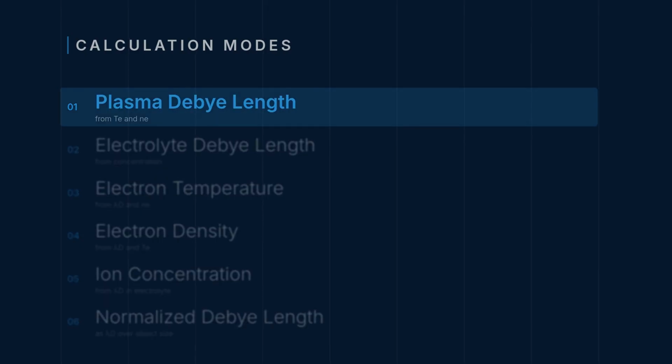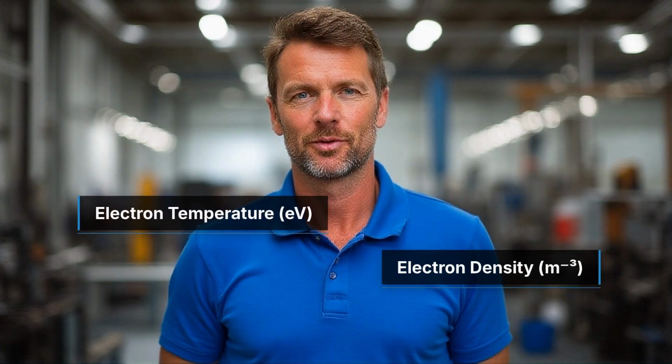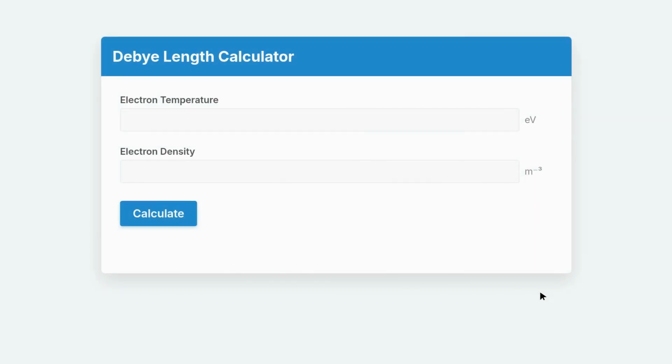For this demonstration, I'm using Plasma Debye Length mode. The input fields are electron temperature in eV and electron density in m^-3. Let's work through an example. With electron temperature set to 3.5 eV and electron density at 1e16 m^-3, clicking Calculate gives us these results.